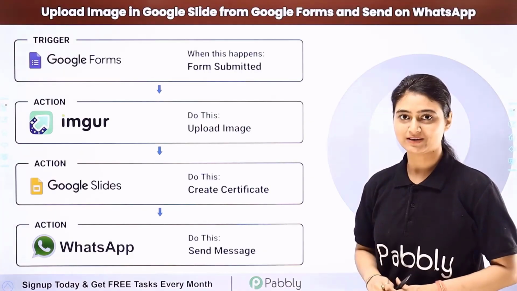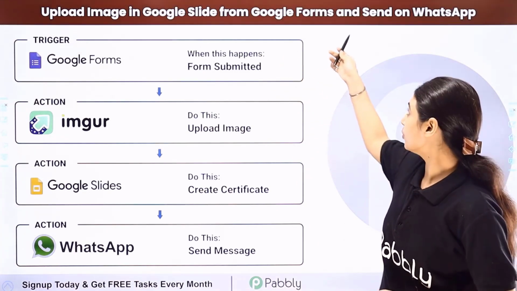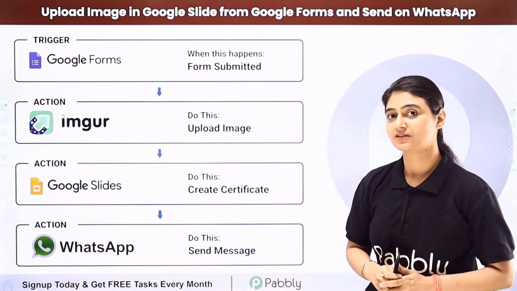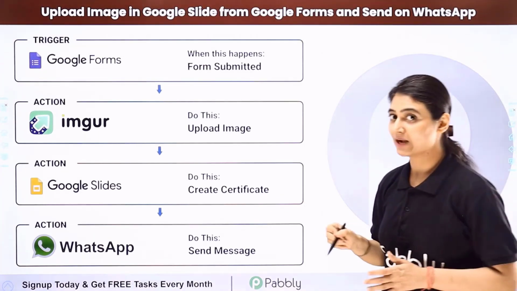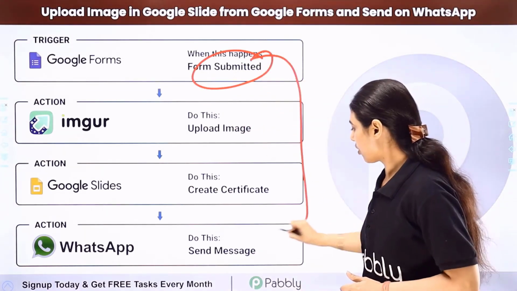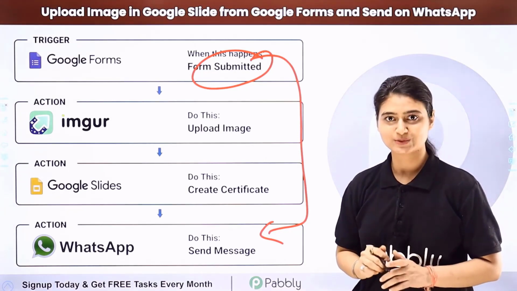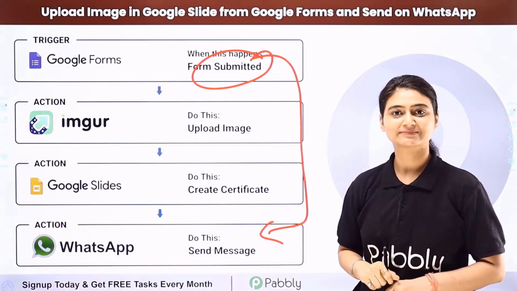In this video, we will learn how you can automatically upload an image in Google Slide from Google Forms and send it on WhatsApp. So let's say you want to create a certificate on Google Slides using information, details and pictures from Google Forms and then send the certificate on WhatsApp. So we are going to automate this entire process using Pabbly Connect. Come to my screen to see how we do this.